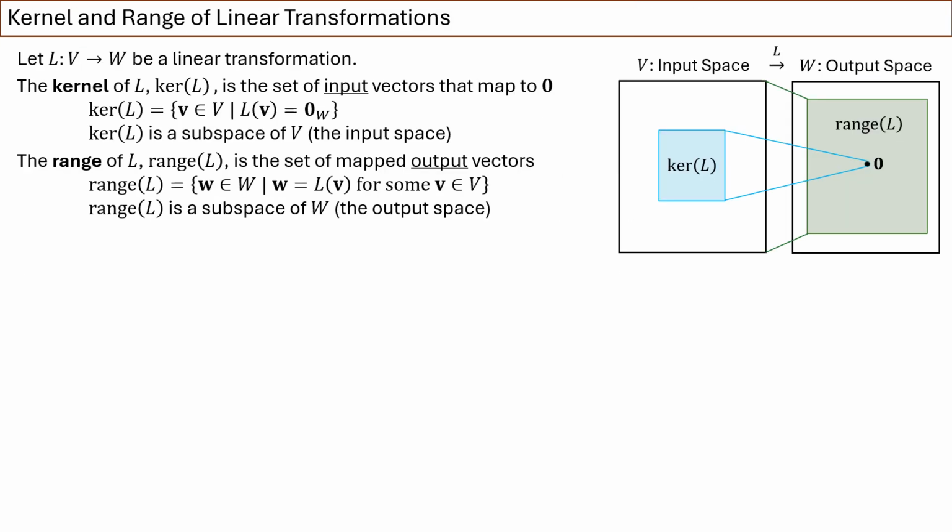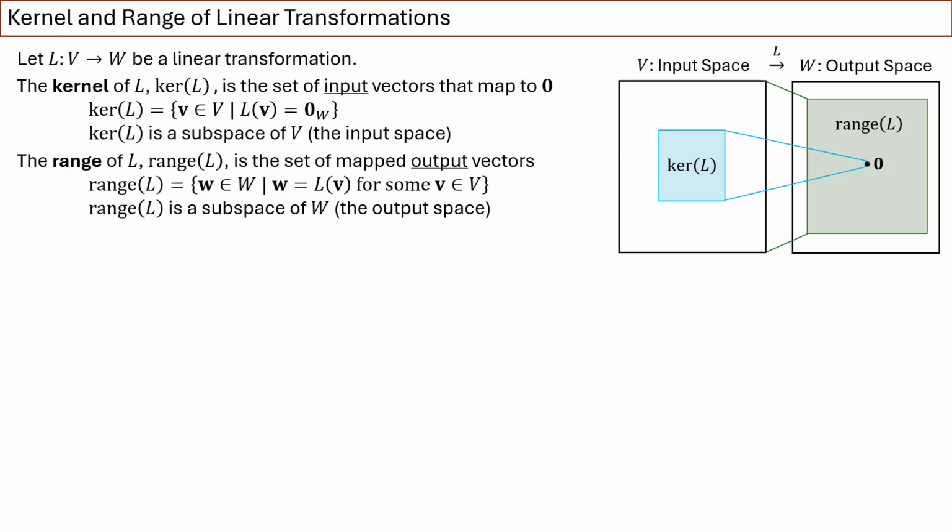Now, let's start with the abstract definition of linear transformation L, which maps a vector space V to another vector space W. I want you to look at this diagram on the right. The box on our left is our input space V. Inside that space, we have the kernel, shown in blue. The kernel is the set of all input vectors that get squished or mapped directly to the 0 vector in the output space. The box on the right is our output space W.